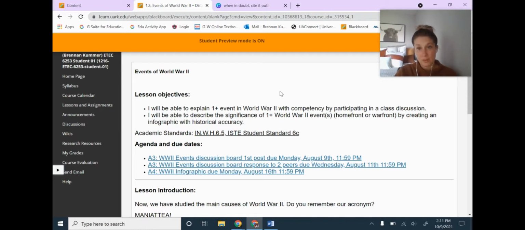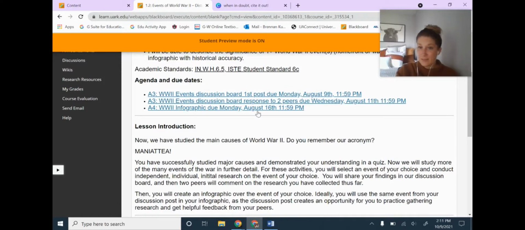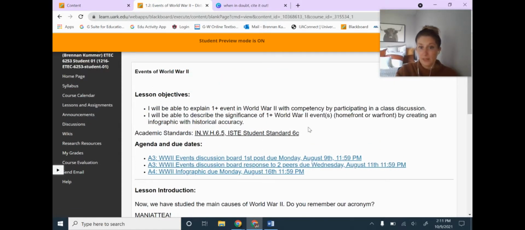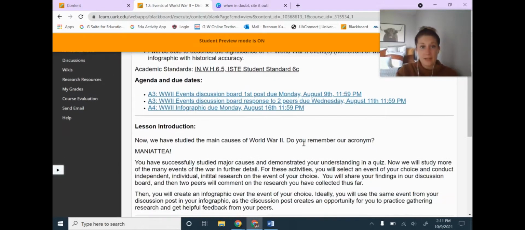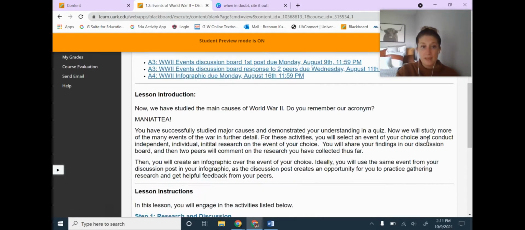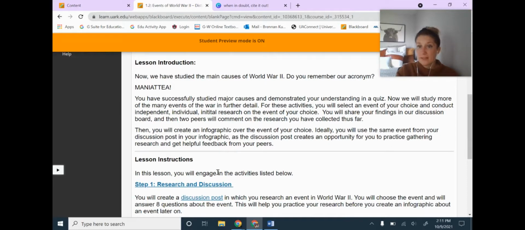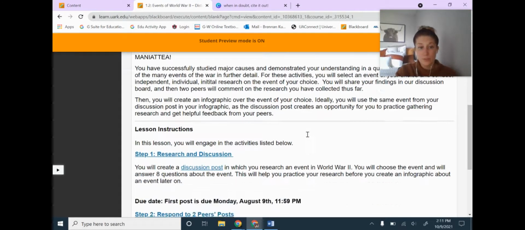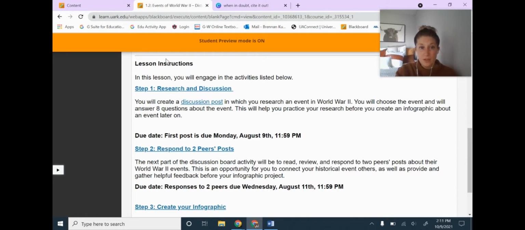So again, because this is a linear unit, they're following it in a prescribed order, but they do have some options here of what they can do. In this sense, it's what topic or event that they're studying. All right, so again, similar layout here, lesson objectives here in student-friendly language. We have standards here, both Indiana Academic Standards and ISTE, outline of tasks and assignments with due dates. And then we have some reminders here for the students that kind of repeats and sums up some of the lesson content they learned from the last lesson, which is an acronym to help them memorize the causes of World War II. So if we look a little bit further down, we have the instructions here, again, in the same format of step by step by step.